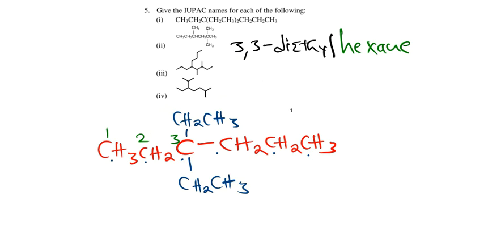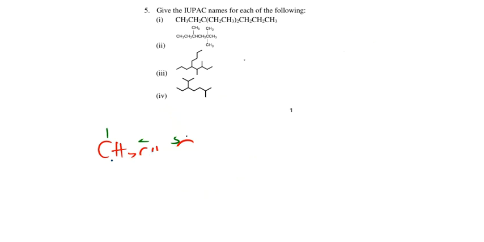I'm sure the next one shouldn't be a struggle, so feel free to pause the video and just try it out. Now for the next one, it is drawn for us. The longest chain is 1, 2, 3, 4, 5, 6. So again, that's hexane as a parent name structure. Now why are we calling it hexane and not hexene? It's because there is no double bond there. This is purely an alkane.